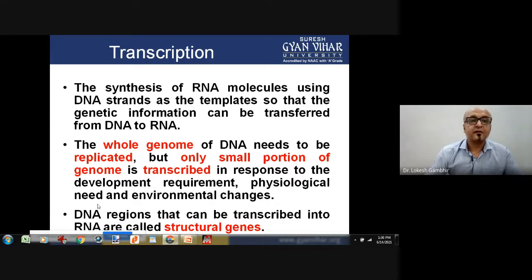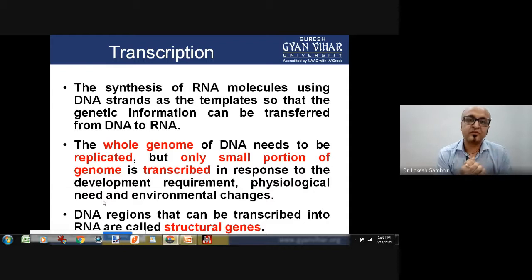Whereas the genes which do not code for any mRNA are clubbed in the category of regulatory genes, and those genes are responsible for regulating expression. So broadly we are dividing them into two categories. One is structural genes, which will eventually lead to the formation of mRNA. The others are regulatory genes, which will regulate the process of transcription.